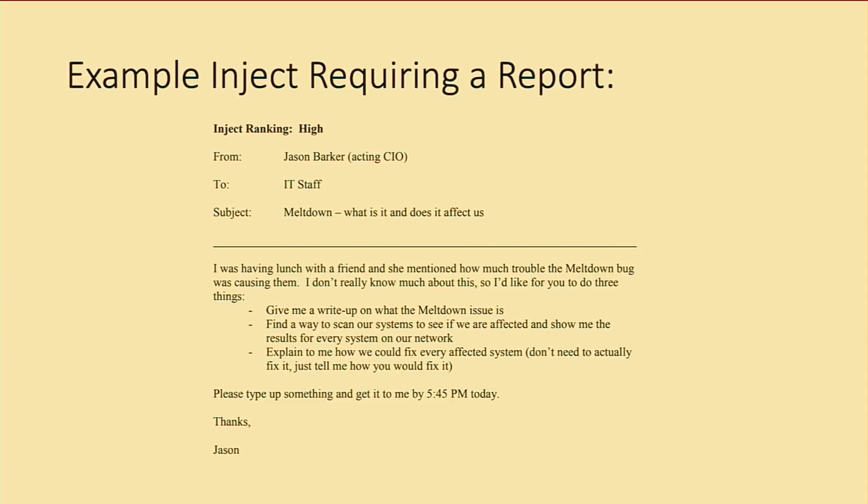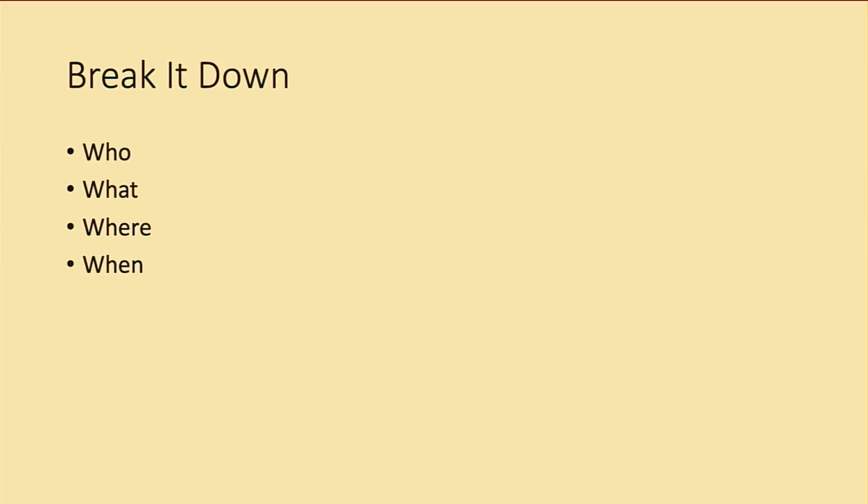I'm not sure if everyone can see that, but this is an example of an inject that required a report, right? So the CIO explains, I heard about this new issue or this new topic, and I was wondering if we're affected by it. What exactly is it? Can you run through and see if our systems are affected, how do we tell if we're affected, and how would we solve it if we are infected? It comes in some email format, or sometimes just a Word doc, whatever their communication system is at the time. So the first thing I like to do is break it down by who, what, where, and when.